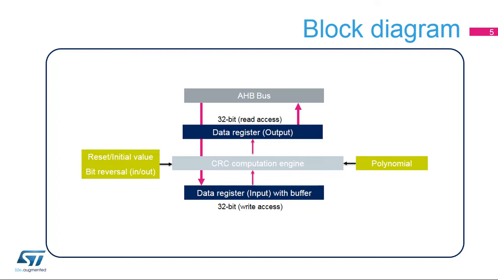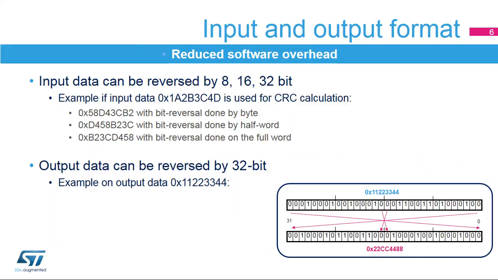The CRC computation engine will hold the result of any previous CRC calculation, which then becomes the initial value for the next calculation, thus allowing a new CRC computation of a data block. The input and output format is fully configurable to reduce the software overhead. It allows applications to manage different endian schemes.